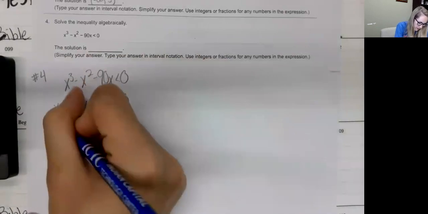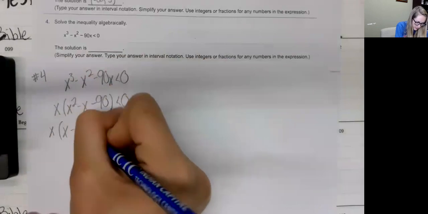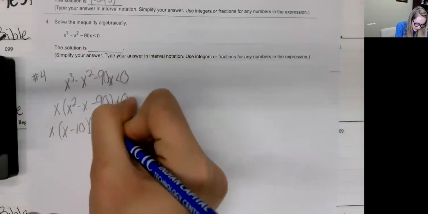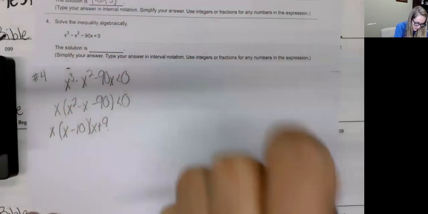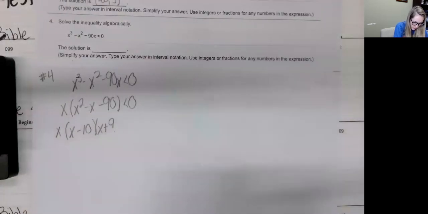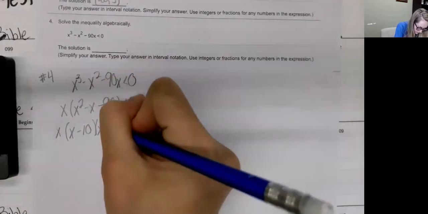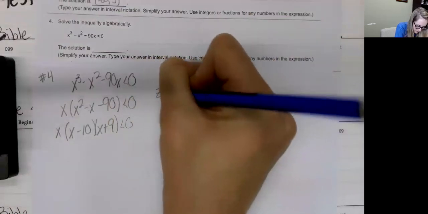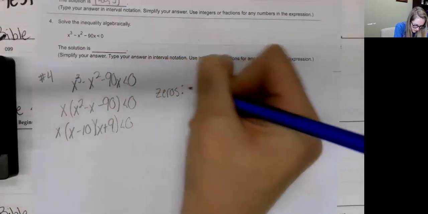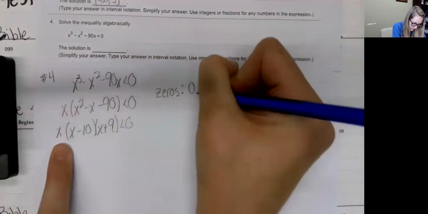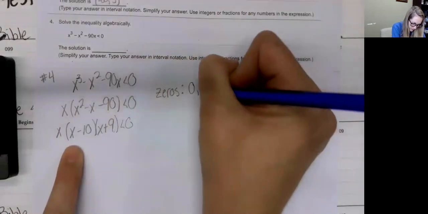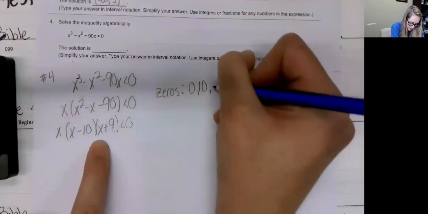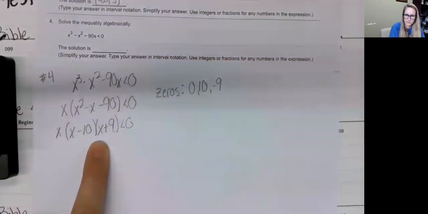So I have x subtract 10, because this is negative, x plus 9. So my zeros: this one would be just 0. This one would be 10. And this one would be negative 9.